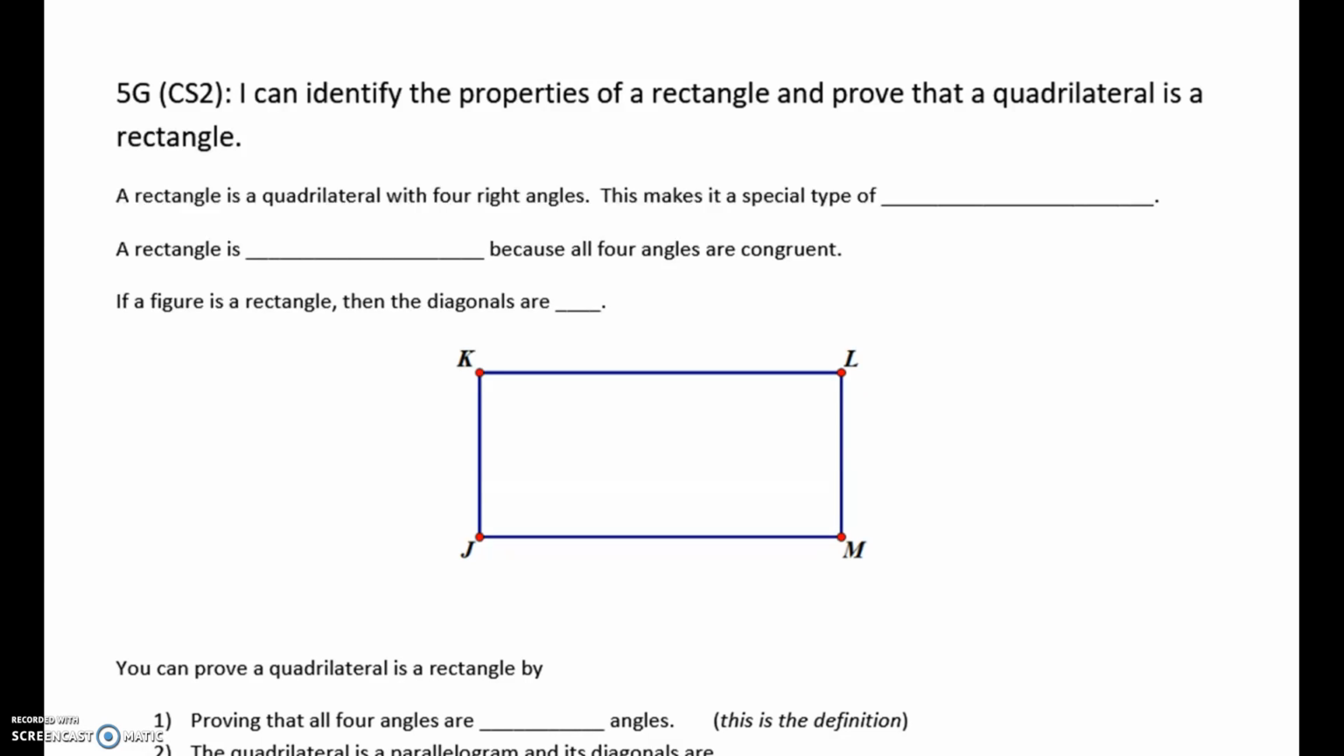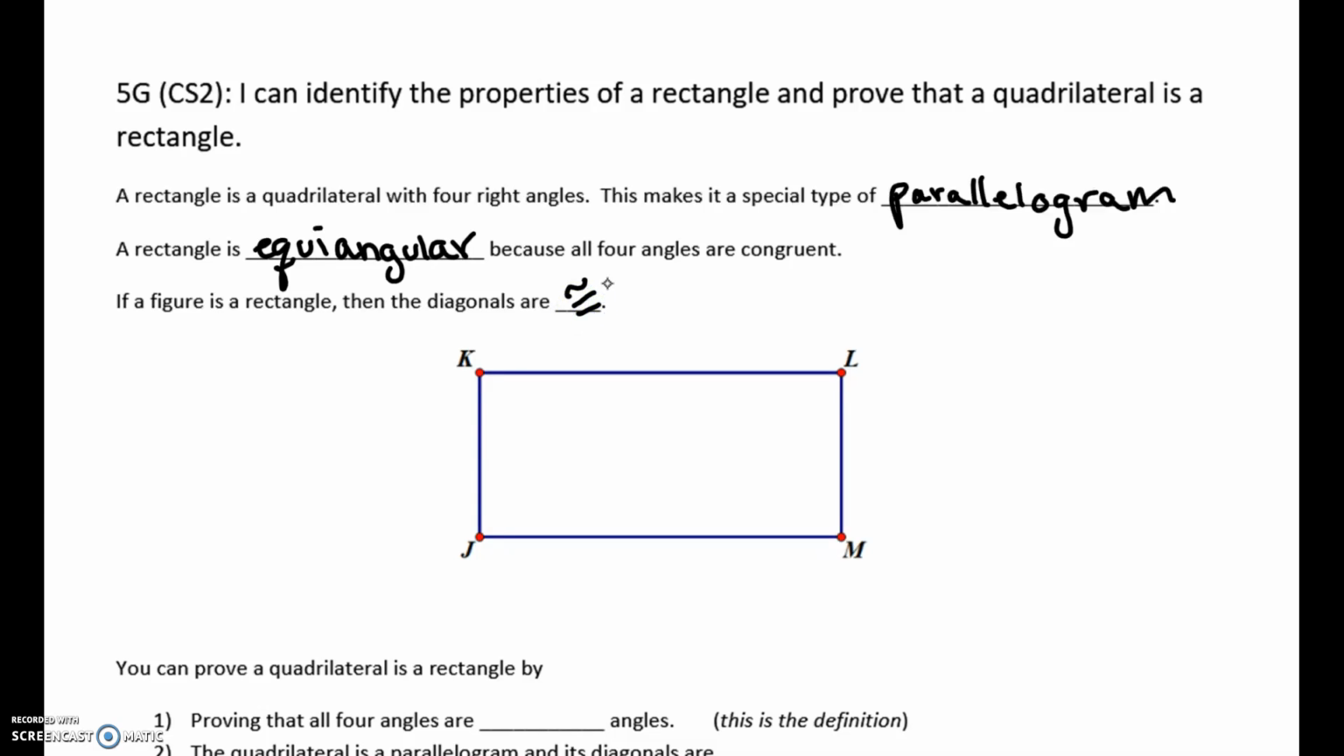I can identify the properties of a rectangle and prove that a quadrilateral is a rectangle. So a rectangle is a quadrilateral with 4 right angles. This makes a rectangle a subcategory or another type of parallelogram. Okay, and a rectangle is considered to be equiangular because all 4 angles are congruent. Furthermore, if a figure is a rectangle, then the diagonals happen to be congruent as well.